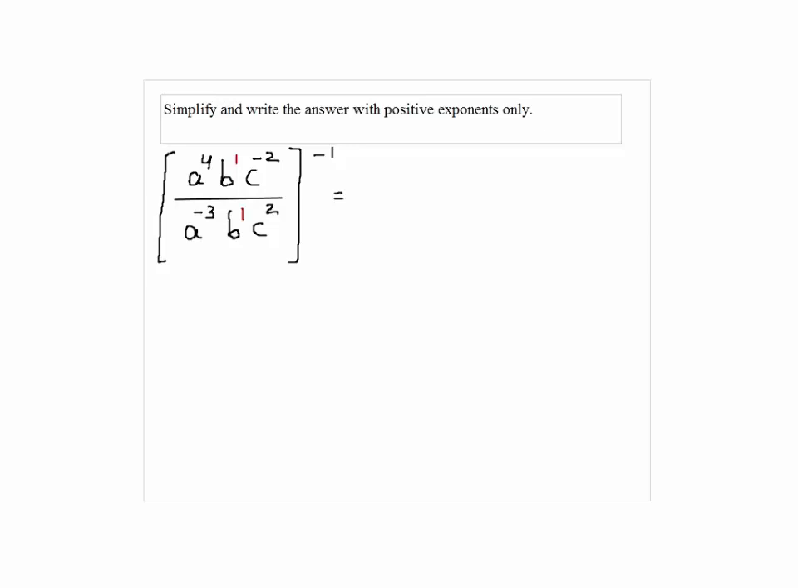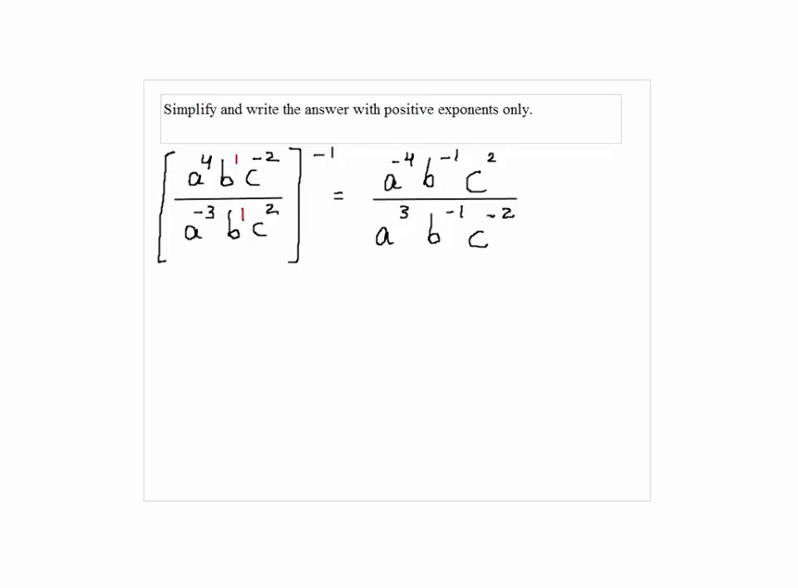So if I multiply the exponents, the first term would give me a to the power of minus 4, b to the power of minus 1, c to the power of 2, then here we have a to the power of 3, b to the power of minus 1, c to the power of minus 2. If you follow up to this point, can I see a check mark next to your name, please?